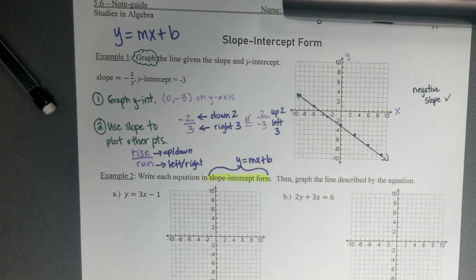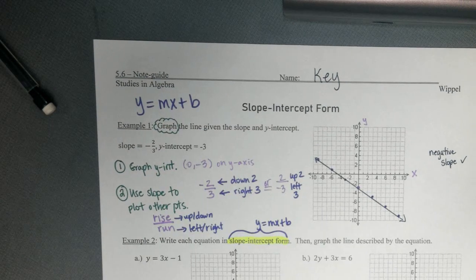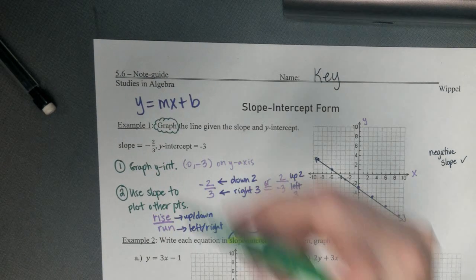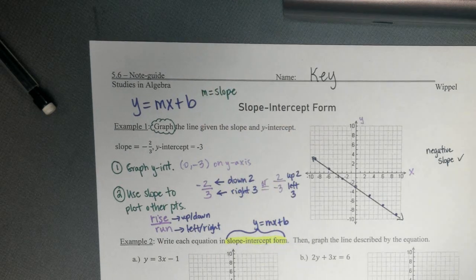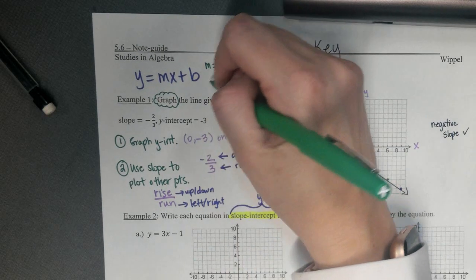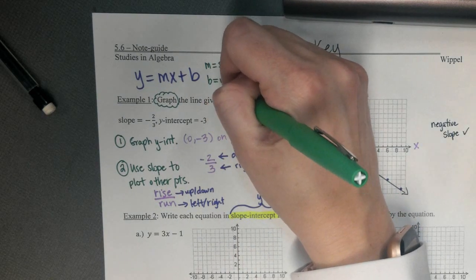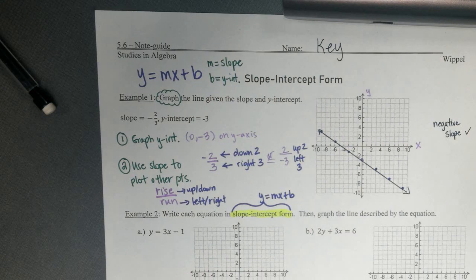Now, in that form, what is the slope? The m. So in slope-intercept form, let's just write a little reminder. M is the slope. Do you guys remember which one's the y-intercept? B, yep. And then b is the y-intercept.